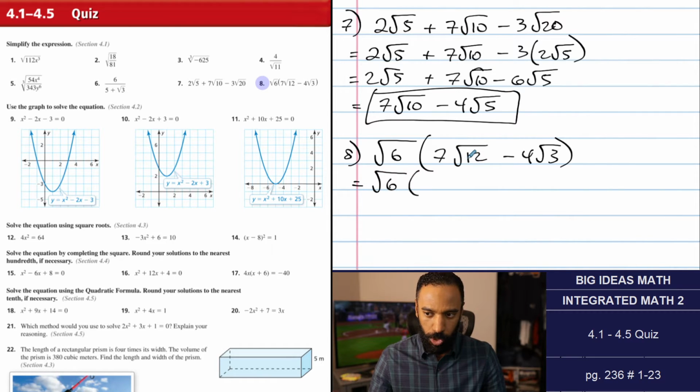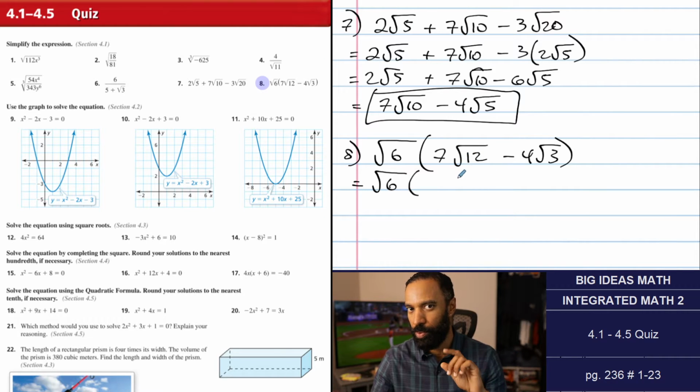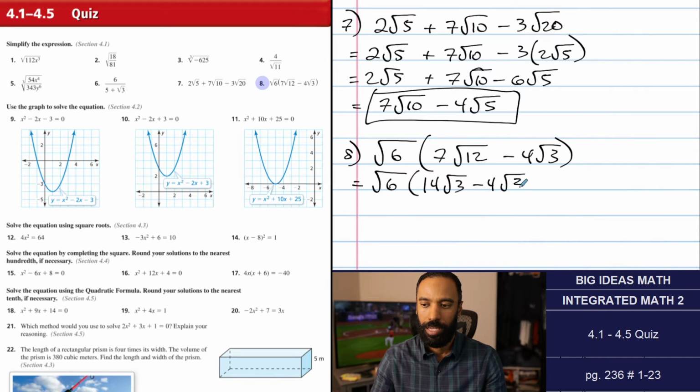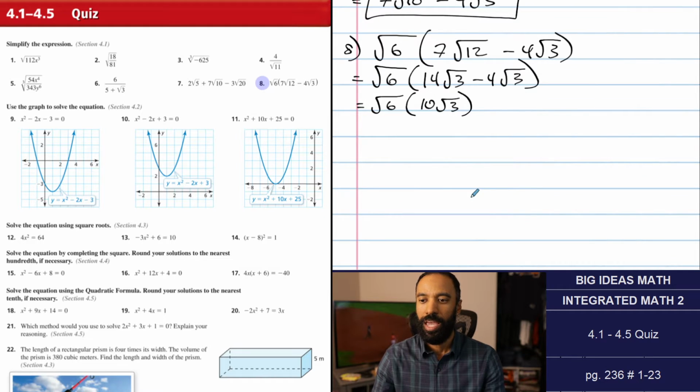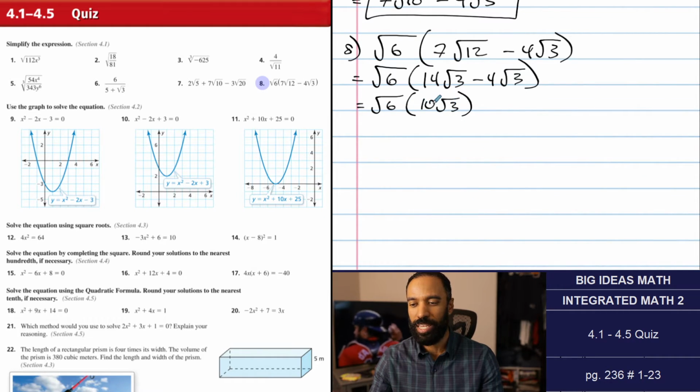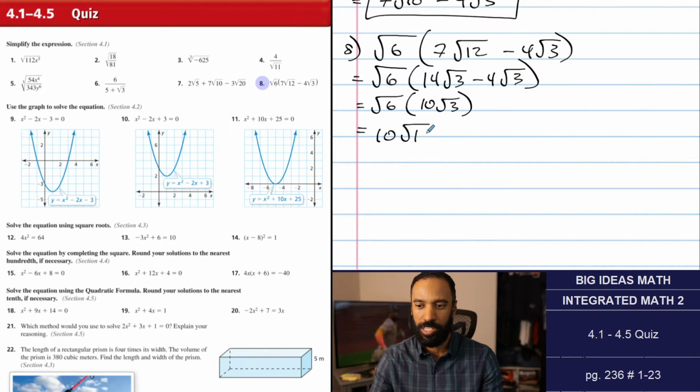So 7 root 12, you just saw how 3 root 20 turned into 6 root 5. Let's do the same thing in one shot. 7 times root 12. Root 12 is root 4 times root 3, or 2 root 3. We get to multiply 7 by 2 root 3, so we get 14 root 3. Now, if you notice, these both have root 3's in them. So without distributing that root 6 just yet, 14 root 3 minus 4 root 3 is 10 root 3. It's at this point that I get to multiply root 6 by the 10 root 3, which means root 6 multiplies by root 3, and you get 10 root 18.